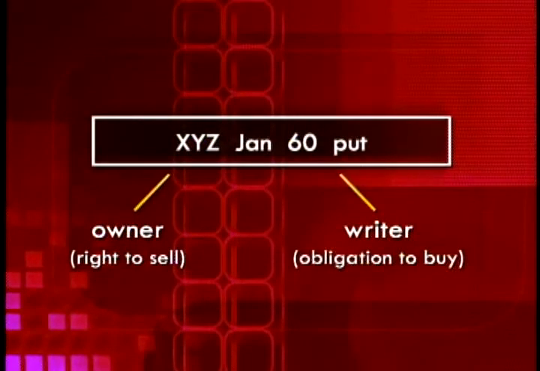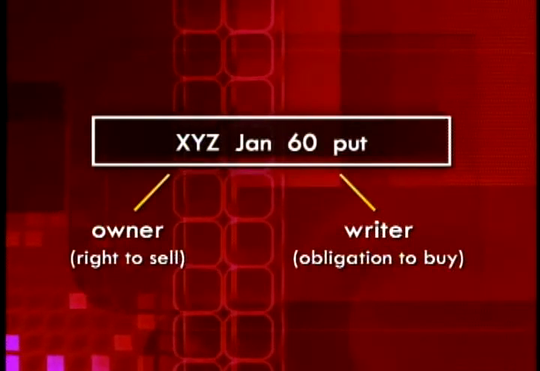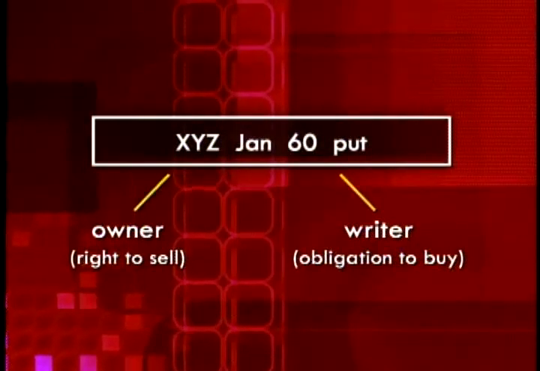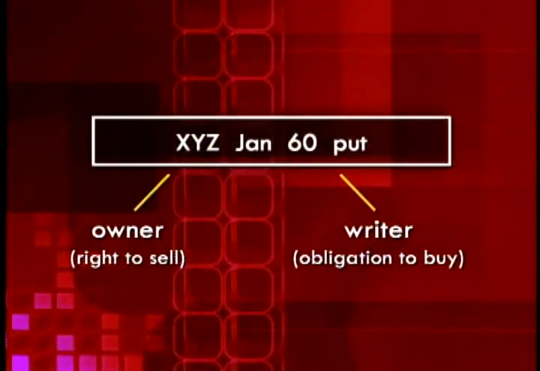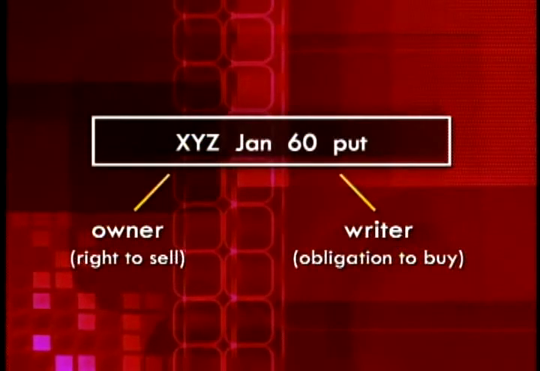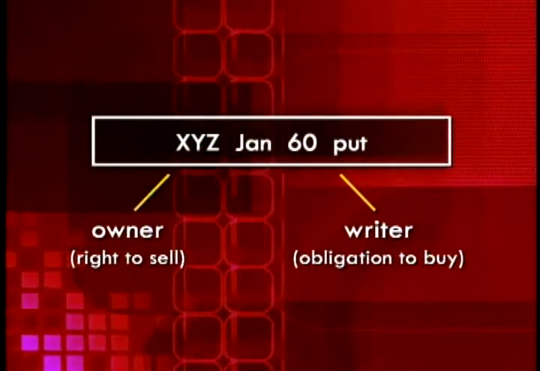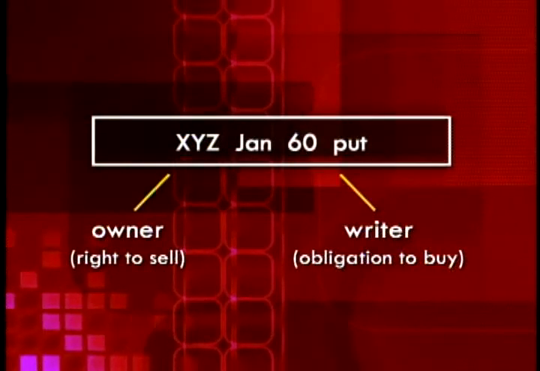There also must be a writer of the put, though. So remember, for every person who is an owner, there has to be a person who is the writer. Without two people, you don't have an option contract. In this case, the writer of the put is the person who has the obligation to buy 100 shares of XYZ at $60 per share until the January expiration if they get an assignment.